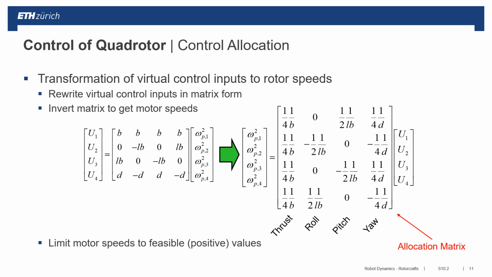And this matrix, which is then called the allocation matrix, allows you to very fast convert or transform the virtual control input to real motor speeds, which are actually what you can control. So you can then easily calculate the different elements of this matrix from the definition of the virtual control inputs we have seen before.